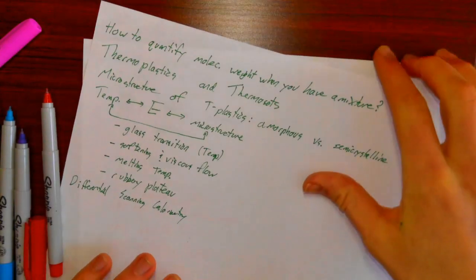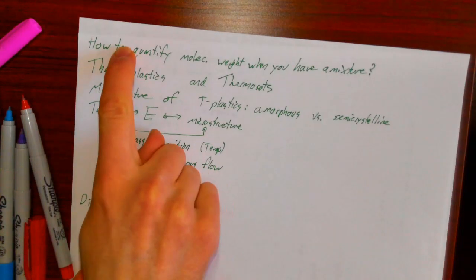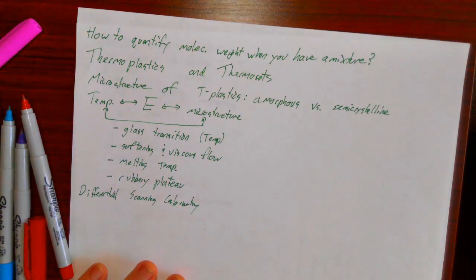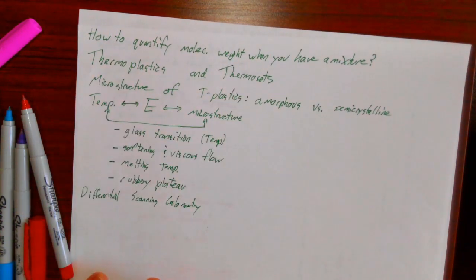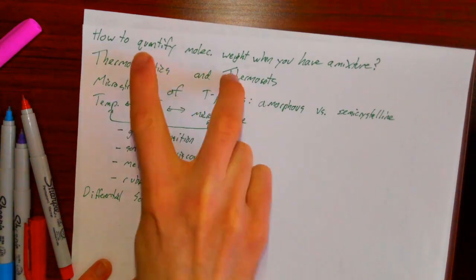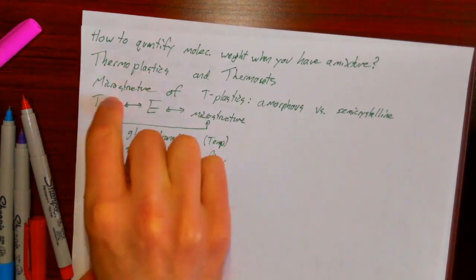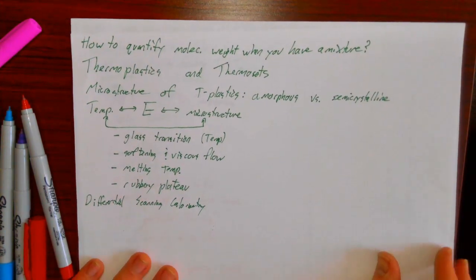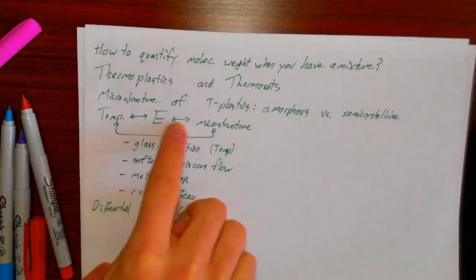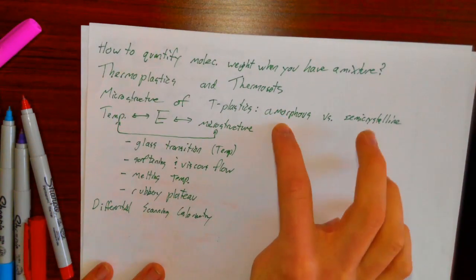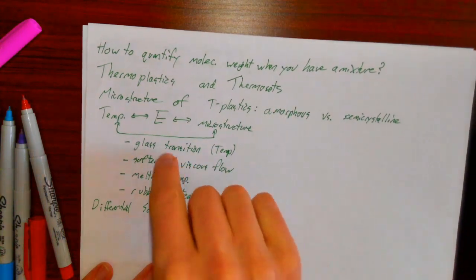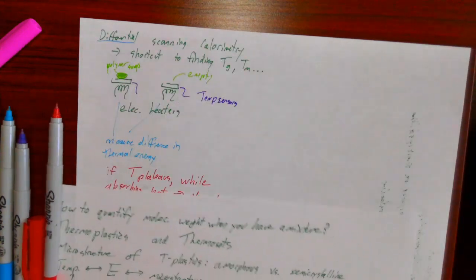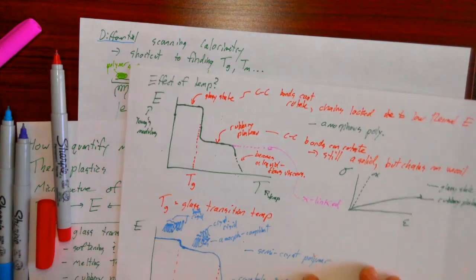So thanks for watching. Hopefully you now have a clearer vision of how to quantify molecular weight when we have a mixture of polymers. You also have some ideas about thermosets and thermoplastics and how the microstructure for the two differs from one another, and then within thermoplastics, how the microstructure differs for amorphous versus semi-crystalline materials. And you have a clear vision of how temperature might change or alter the microstructures, and how the microstructure and temperature influence the mechanical properties through these plots here.